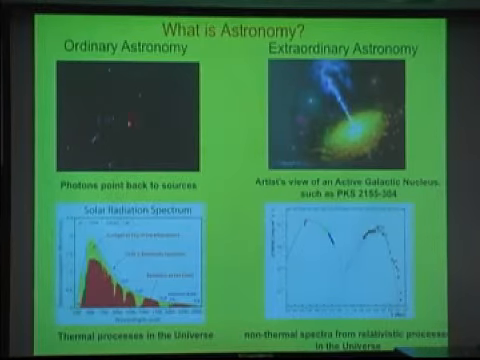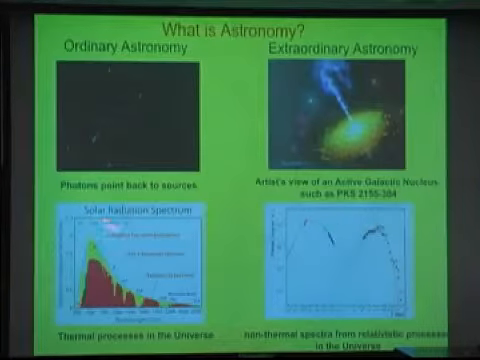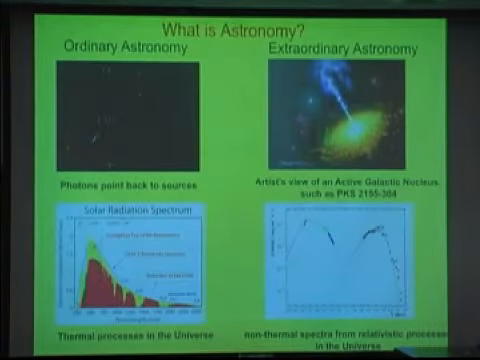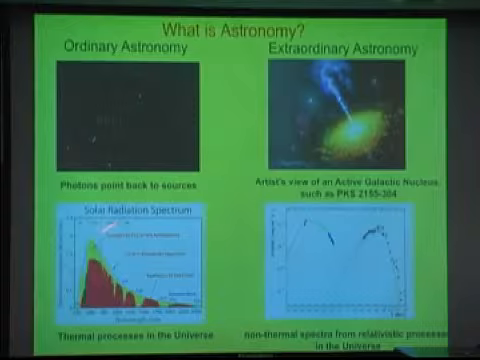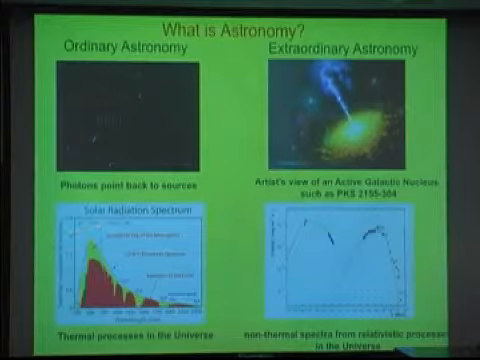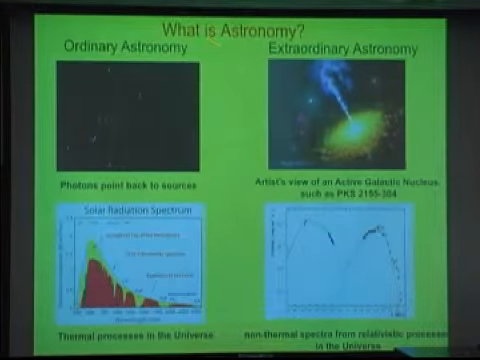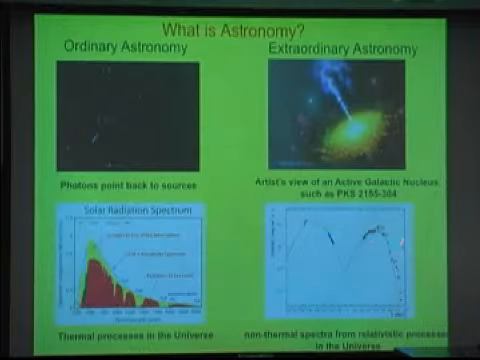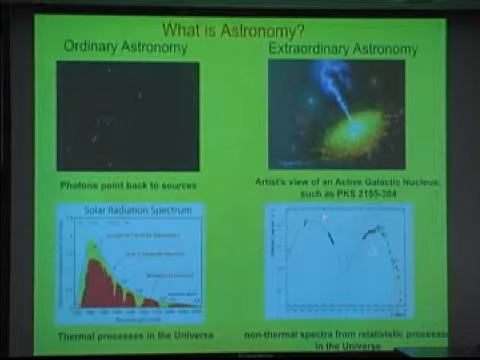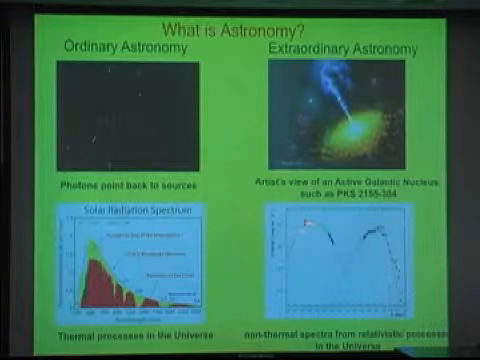So the other thing that astronomers do is they measure the intensity of radiation versus wavelength or energy or frequency. And most of what I call ordinary astronomy is related to thermal processes, such as stars that are closely approximated by black body radiation. Shown here is an example of the spectrum of the sun compared to black body radiation. In extraordinary astronomy, the sources have somewhat more interesting spectra, like this double hump. This is indicative of non-thermal processes, relativistic processes.